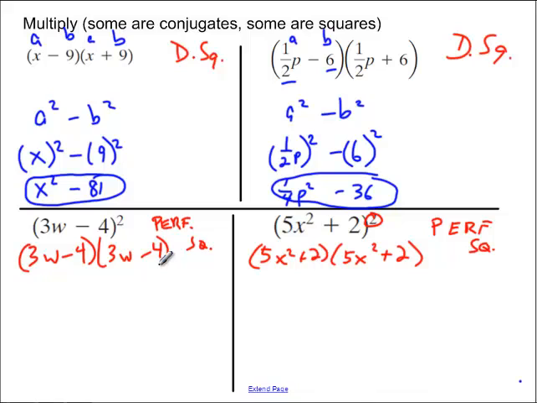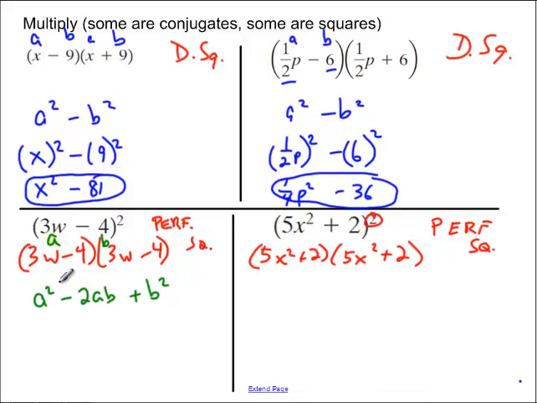Alright, let's go down here and say, what about these? These are, again, perfect square trinomials. So if I have an a term here and a b term here, my a term is 3w and my b term is 4. So again, my pattern for the perfect square trinomial answer should be a squared. This is subtraction, so it's minus 2ab plus b squared.